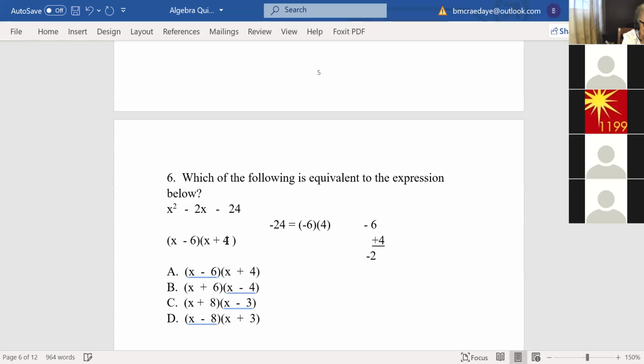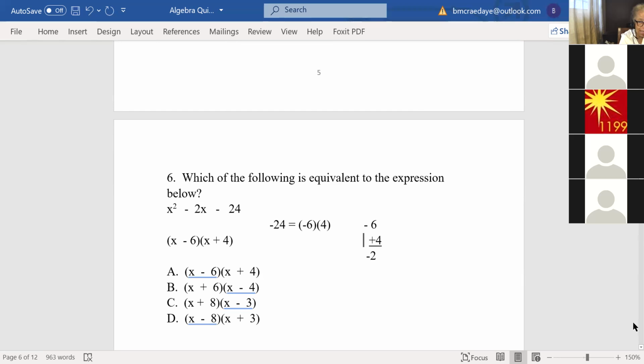Now, this works when the coefficient of your x is a 1, like it is here. Whenever it's a 1, you can take the constant, get its factors, and whatever they are, they must add up to give you this coefficient of the x. So you pick 6 and 4. Negative 6 times 4 gives a negative 24. Add a minus 6 and a plus 4, and you get a negative 2, which is what that coefficient is. So it would be the negative 6 and the plus 4.